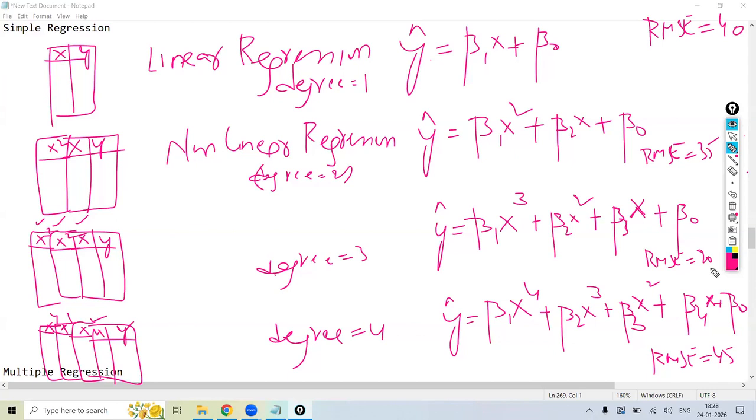Point is clear, everyone? Understood or not? Yes or no? This is non-linear regression for a simple regression problem, meaning whenever they have given one single variable. If everyone is okay with one single variable, miss, I will show for multiple. Everyone please make a note.